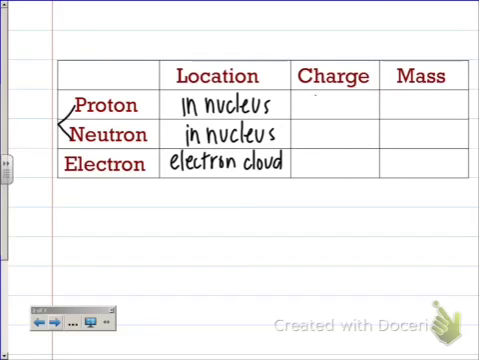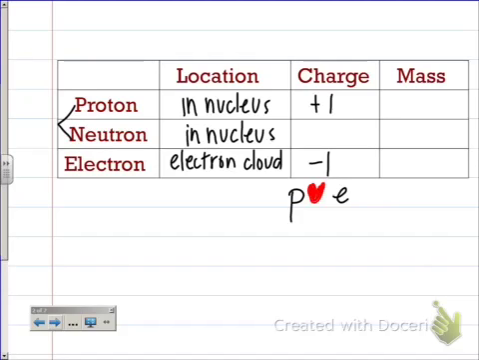Protons have a positive 1 charge. Proton, positive, remember that. They have a positive 1 charge. Electrons, however, have a negative 1 charge. So protons and electrons have opposite charges. And you know how opposites feel. Opposites attract. So protons and electrons are attracted to each other, and that's one of the properties that helps hold an atom together.